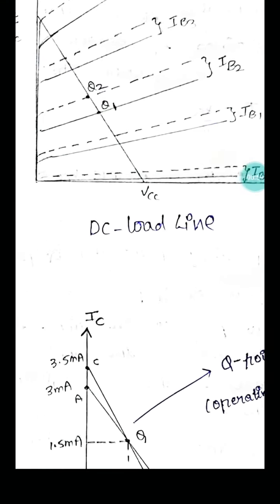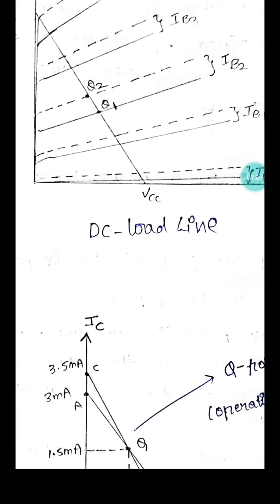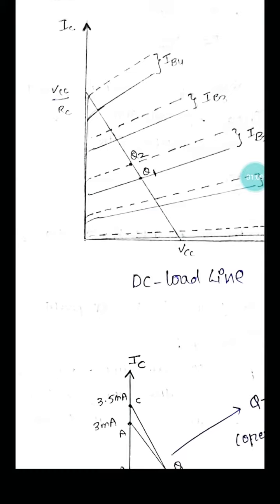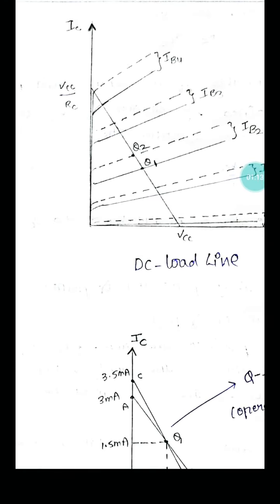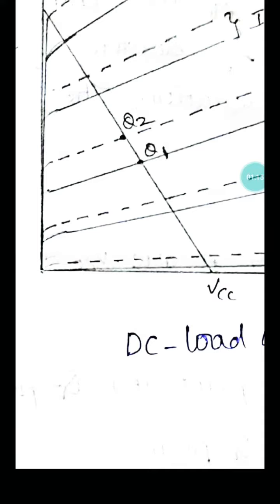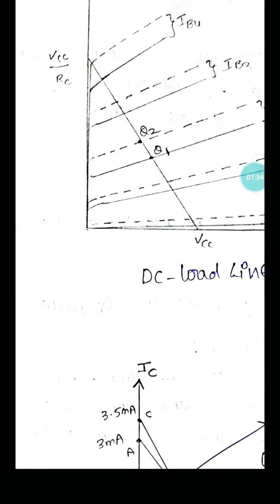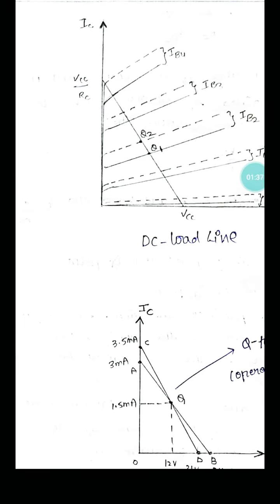Now we can draw one line, it touches the cutoff region and this saturation region, and note some points, identify some points, just touching this line. Now we can point out one line, then note this point, that is equal to Q1, the next one Q2. Simply join all these points, we get one line. This line we can call a DC load line.